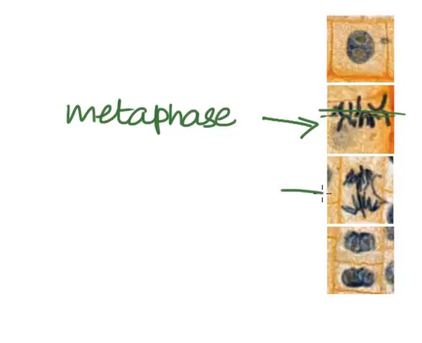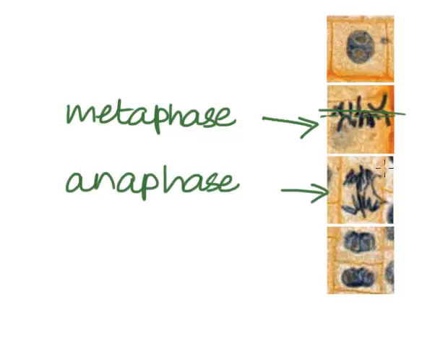This stage is also fairly easy to identify. This is anaphase. And of course, you can identify anaphase because the new chromosomes, the daughter chromosomes, are moving towards the pole. These chromosomes are moving to the top pole of the cell, and these chromosomes are moving to the bottom pole of that particular cell.